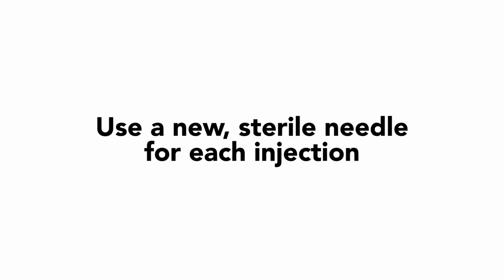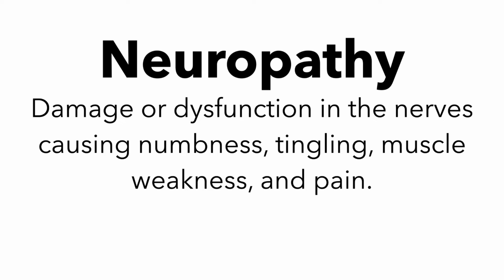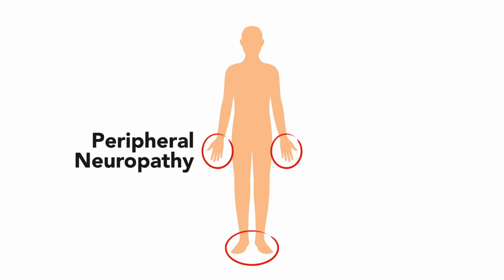There are also several skin conditions that can be caused by type 1 diabetes itself, and many of them occur as a result of neuropathy. Neuropathy is a word used to describe damage or dysfunction in your nerves, which can cause numbness, tingling, muscle weakness, and pain. Neuropathies will often first appear in your hands and feet and work their way inwards, affecting other parts of the body, which is why they are often referred to as peripheral neuropathy.